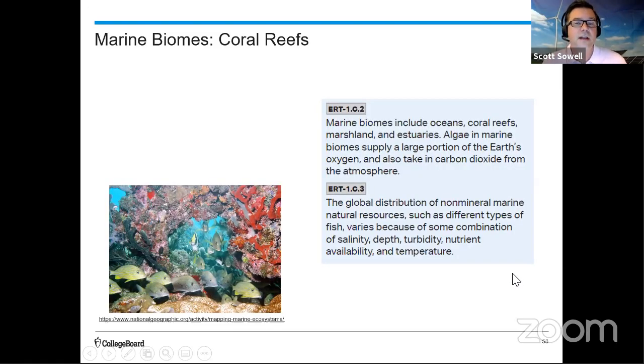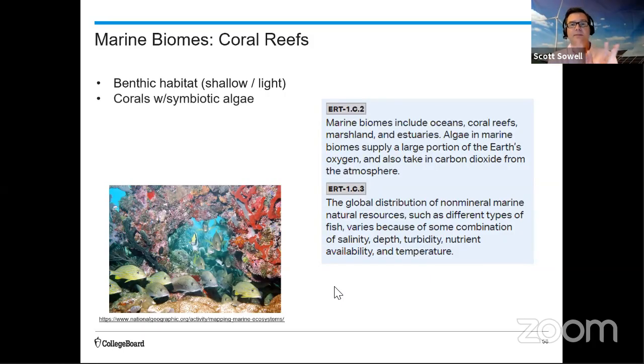Coral reefs are another marine biome. I talked a lot about this during Unit 9 under human impacts when I talked about coral bleaching. But overall, this is a picture of a coral reef. It's a benthic habitat, and it typically has to be in shallow waters where light can penetrate. Why?